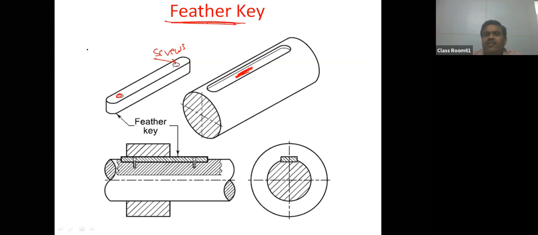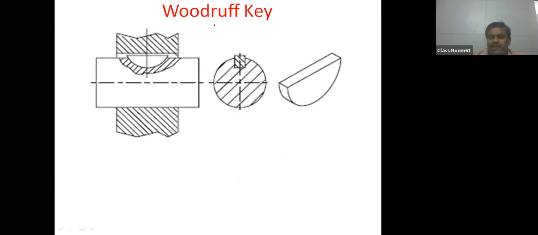In the case of gear shifting devices in automobiles, these keys are useful because some axial movement of the shaft is required. Woodruff key, again, is semicircular in shape. It has a semicircular cross section, which we have already discussed.